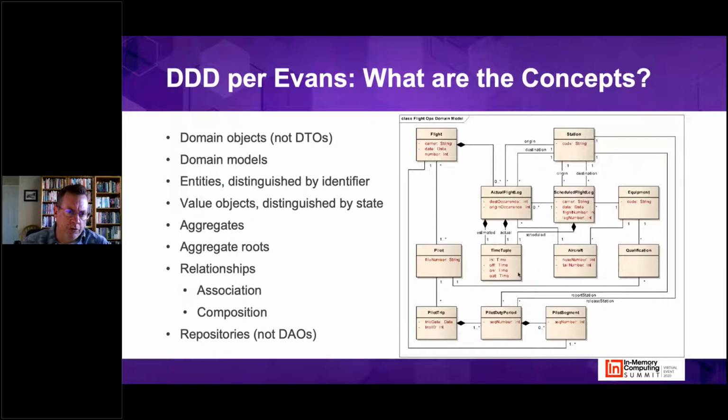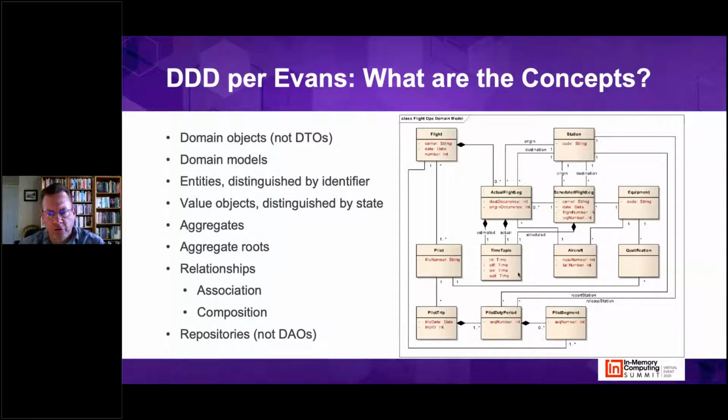So in domain-driven design, you have domain objects, which are different than data transfer objects. They're not intended to transfer data from one place to another. They're intended to model something and implement behavior, that is, logic that's required by applications. And you have domain models that are made up of domain objects or domain object classes. And there are different kinds of domain objects. You have entities that are distinguished by identifier, and you have value objects that are distinguished by state. And I'll point out a couple examples in a minute.